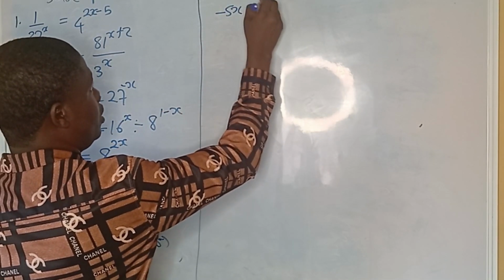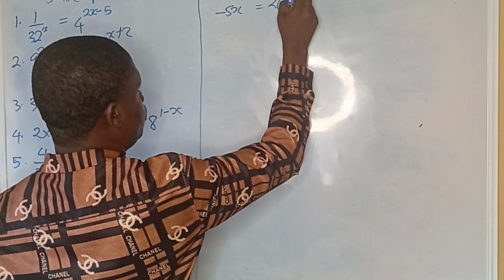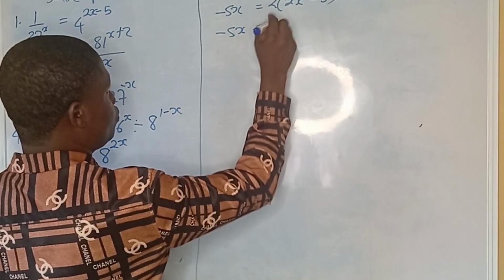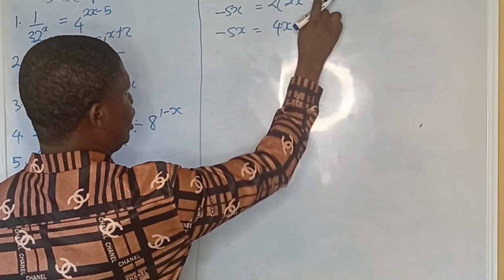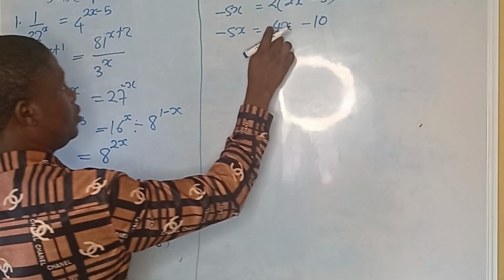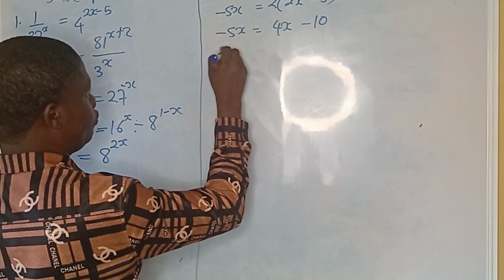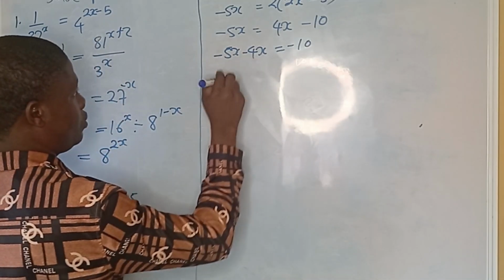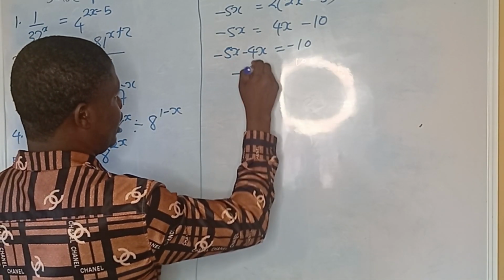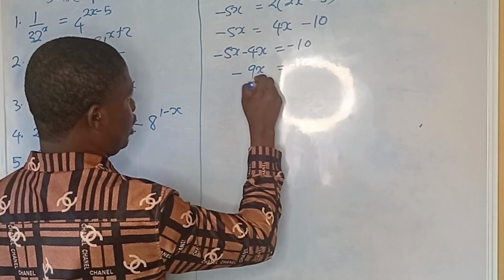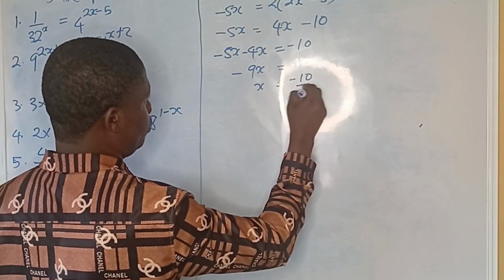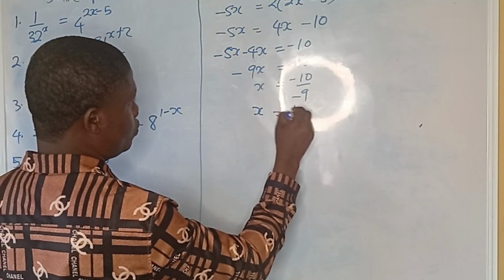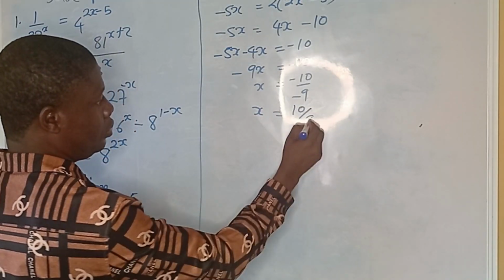and that will give us minus 5x is equals to 2 into bracket 2x minus 5. So we have minus 5x is equal to 2 times 2x is 4x, minus 2 times minus 5 is 10. So this will come over to this side. We have minus 5x minus 4x is equals to minus 10. This minus this is minus 9x is equals to minus 10. So our x is equals to minus 10 over minus 9. So our x is equals to 10 over 9.